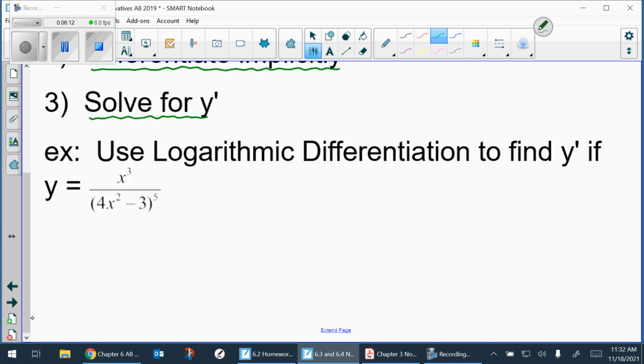All right. So y is equal to x cubed over 4x squared minus 3 to the fifth. Now we could quotient rule this, but we are told to use the method of logarithmic differentiation to find y prime. So step one is to take the natural log of both sides, and the natural log of y is equal to the natural log of this x cubed over 4x squared minus 3 to the fifth power.